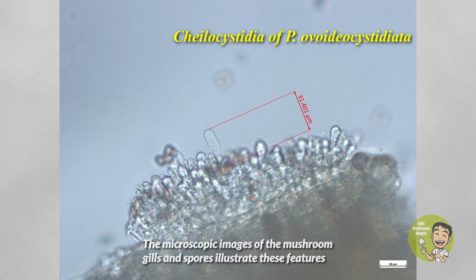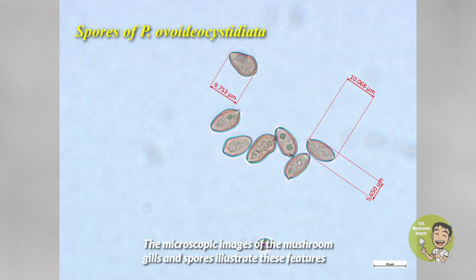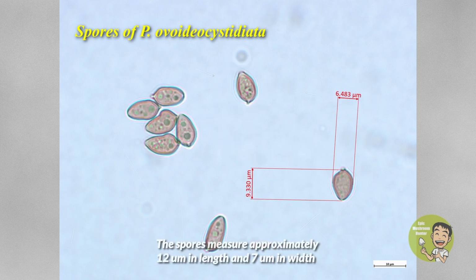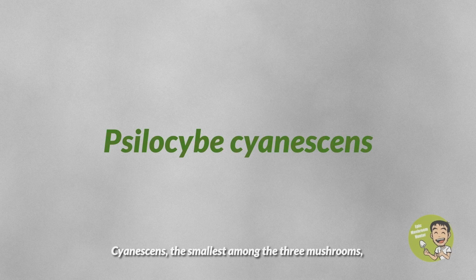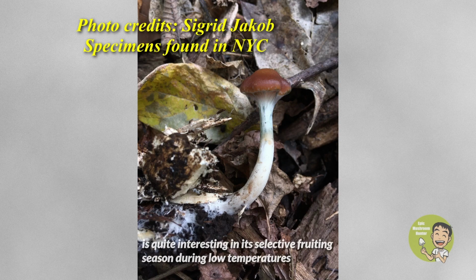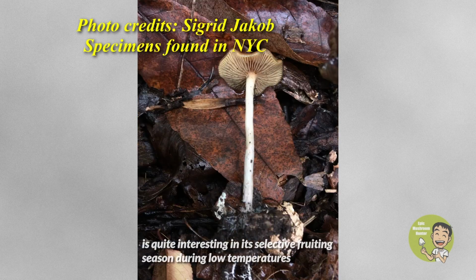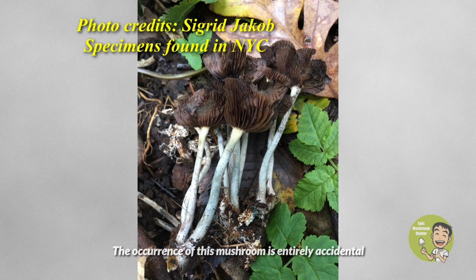The microscopic images of the mushroom gills and spores illustrate these features. The spores measure approximately 12 micrometers in length and 7 micrometers in width. Psilocybe cyanescens. Cyanescens, the smallest among the three mushrooms, is quite interesting in its selective fruiting season during low temperatures. Observations of this mushroom are mostly reported in November. The occurrence of this mushroom is entirely accidental.